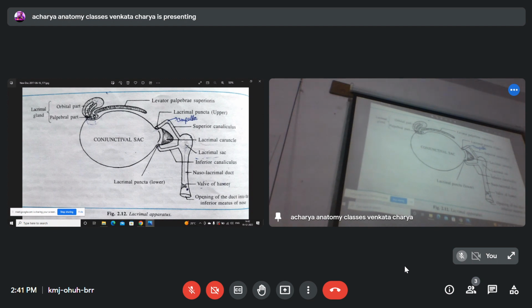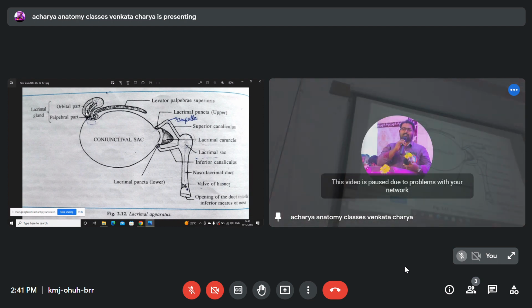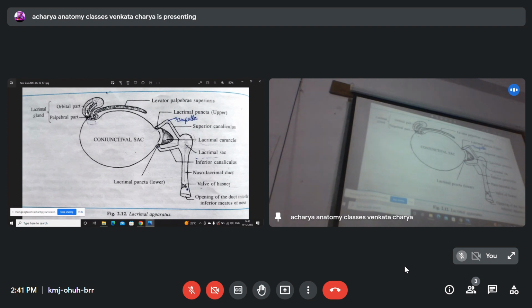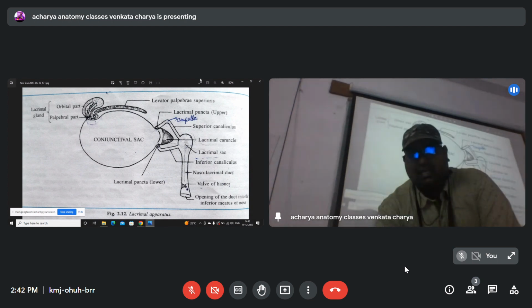Okay. Now we discuss the lacrimal sac. The lacrimal sac is present in the lacrimal canal. Where is it? On the medial side of the orbit. On the medial side of the orbit there is the lacrimal canal.